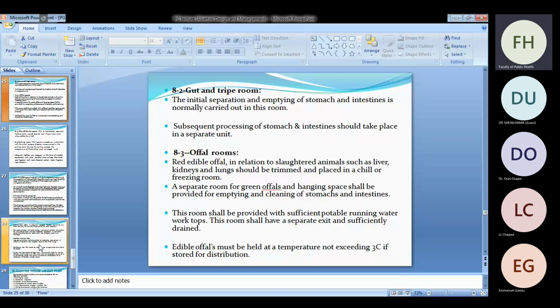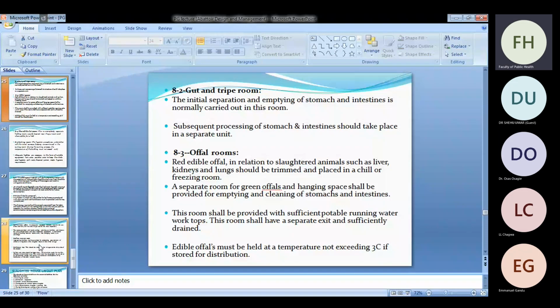As we mentioned earlier, the red offals from the slaughtered animals, such as liver, kidney, lung, should be trimmed and placed in a chilled or freezing condition. However, there should be a separate room for green offals. A gassing space shall be provided for emptying and cleaning the stomach or intestines. This is to avoid contamination as much as possible. When you want to open the stomach or the intestines of a slaughtered animal, you should do it in a separate room to avoid contamination to other areas.